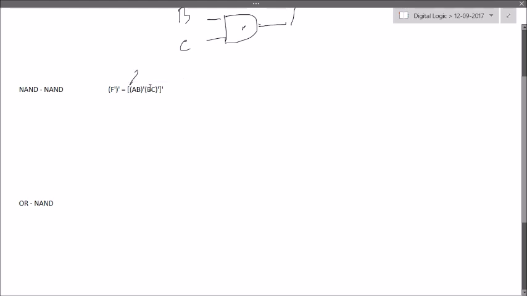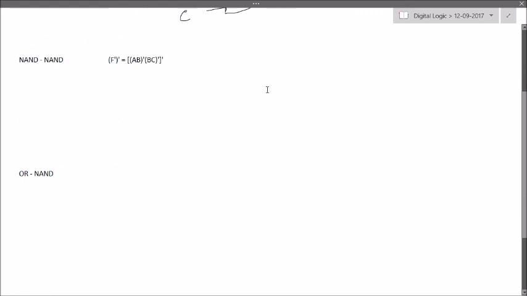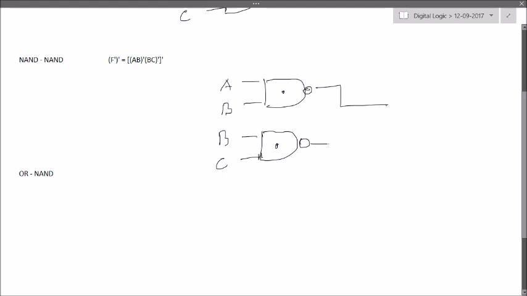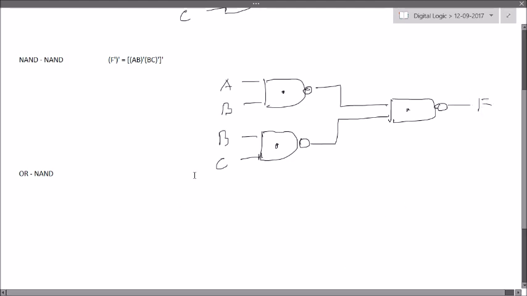We go back here. A, B, those two go to a NAND circuit. And B, C does the same thing, B, C, NAND circuit. Everything goes to the NAND circuit. Right. Now, what if you want an OR-NAND circuit?